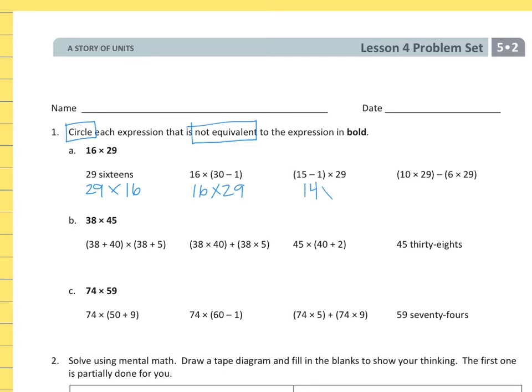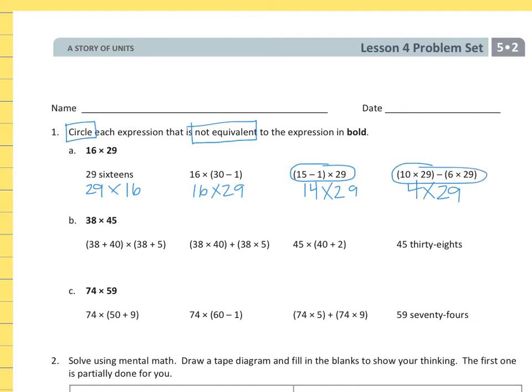The next one is 15 minus 1 times 29. So that's 14 times 29. So that is not equivalent. So we're going to circle that one. And the final one, 10 times 29, that's like saying 10 29s. And then we're going to take away 6 29s, or 6 times 29. So 10 29s, take away 6 29s would be 4 29s, or 4 times 29. And so that's not equivalent.